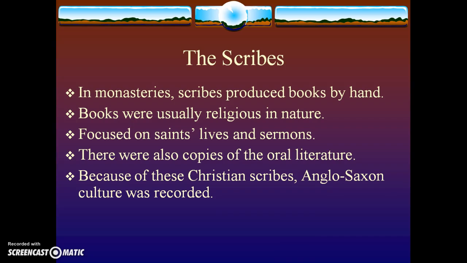Now, how this Christian religion was recorded and also passed on was through the scribes. The scribes lived in monasteries, and they produced books written by hand. These books were usually religious in nature and focused on saints' lives and their sermons. Now, while they were writing, much of the knowledge and information was still being passed on through oral literature, storytelling, and also songs. Since most of the population didn't know how to read or write, oral information was still really important. Now, because of these Christian scribes, however, Anglo-Saxon culture was recorded for us today. A lot of the stories and songs have died out and fallen to the wayside, but that written information has survived until today.